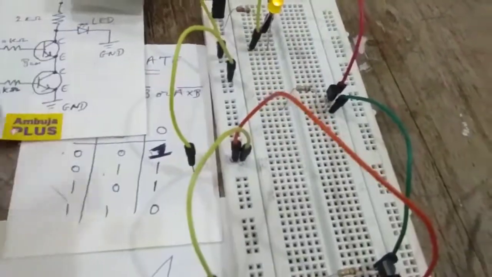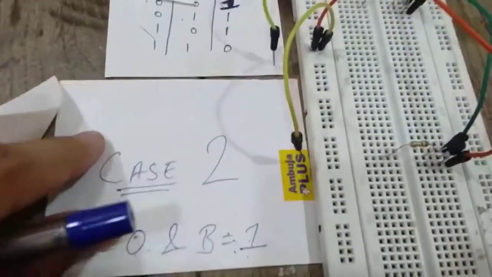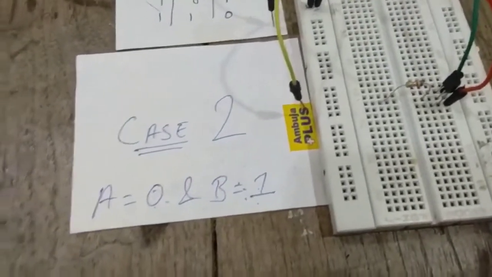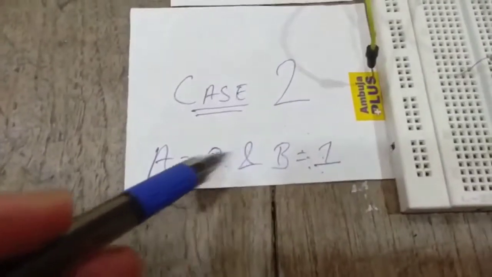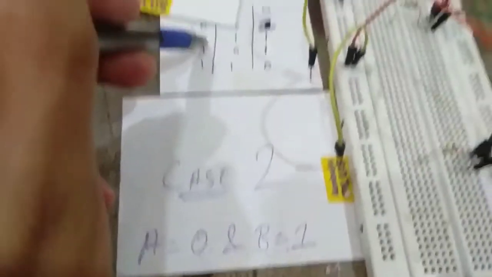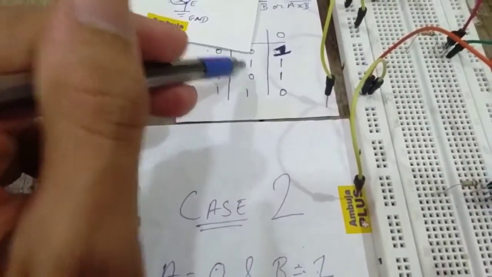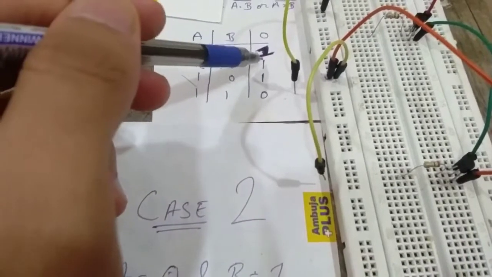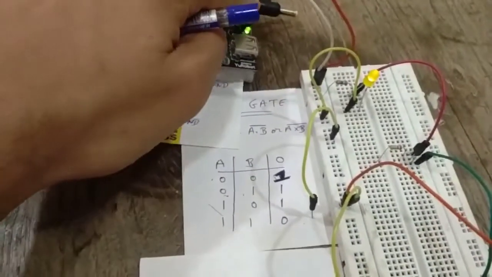Now let's see the second case. Here in the second case, according to the truth table, we have input A as 0 and B as 1, and for that input the output should be again 1. So let's first power off this switch.